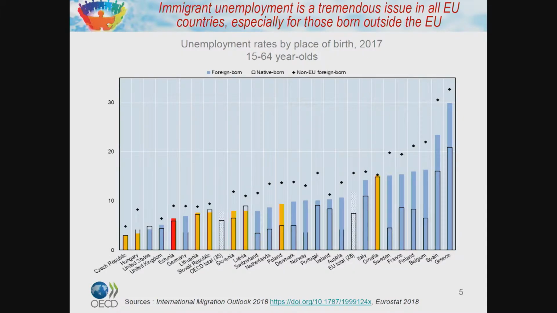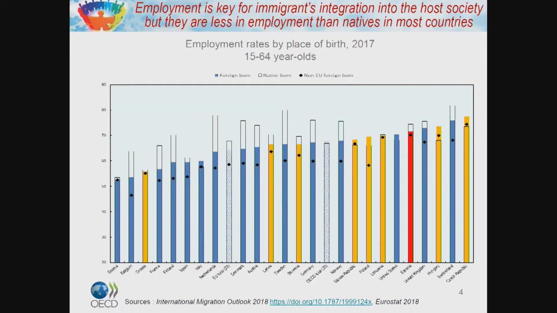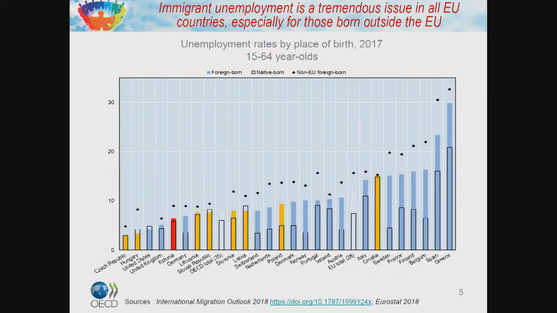Another example of this is unemployment rates, which is another indicator that we are using. Immigrant unemployment, we can see, is a tremendous issue in all EU countries, and especially for those born outside the EU. This is important to notice, and I forgot to tell you that the markers are non-EU foreign-born. In most Central and Eastern European countries, most of the immigrant population is in fact born inside the EU, which is not the case, as you know, in Estonia and Latvia. But in other countries, this is the case. So that's why it's important to compare non-EU foreign-born with native-born.